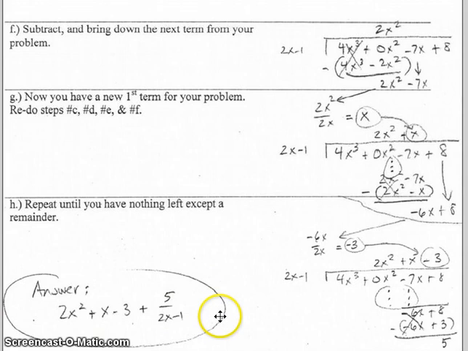If you have any questions about this still, after already seeing it walked through in class and also watching this video, please don't hesitate to come in and ask me about them. Otherwise, I'm going to assume that you understand long division of polynomials. I will make a separate video about synthetic division.